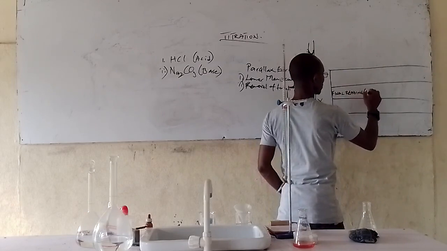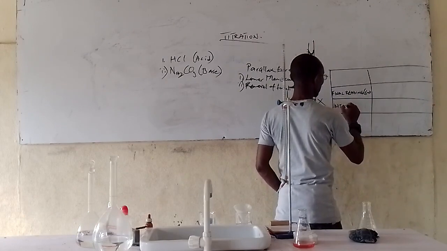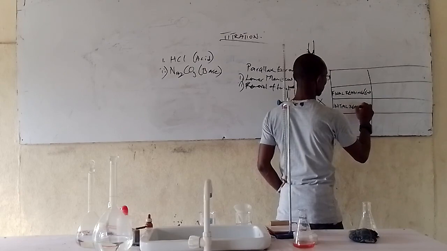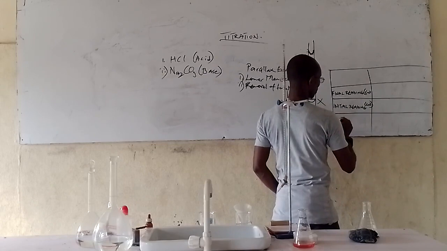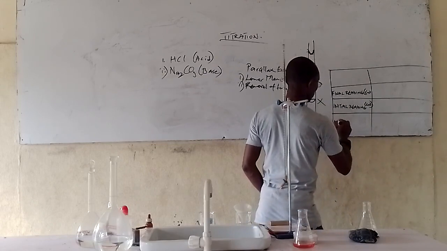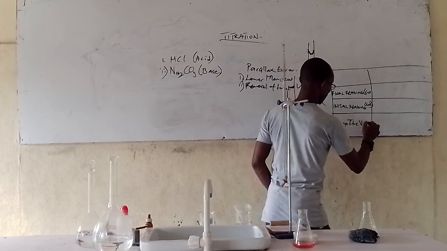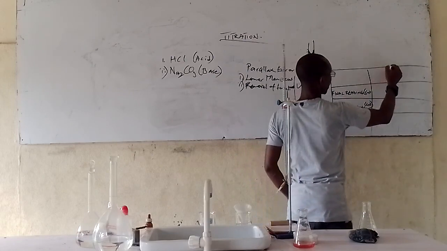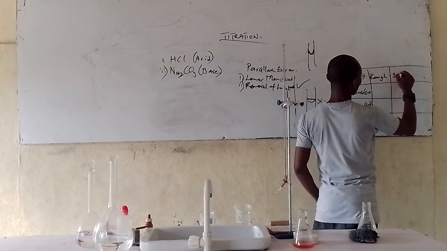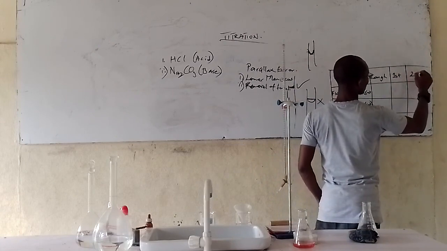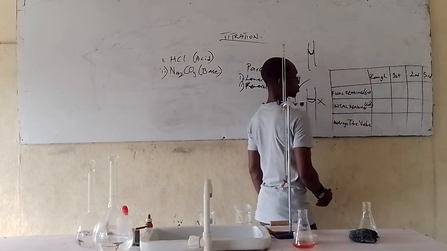Final reading in CMQ. And here I will be having initial, final, and my average titration value. That is what I'll be having here, because you'll be having a calculation at the end of it. So here I'll be having my rough, here I'm having my first, here I'm having my second, and here I'm having my third.